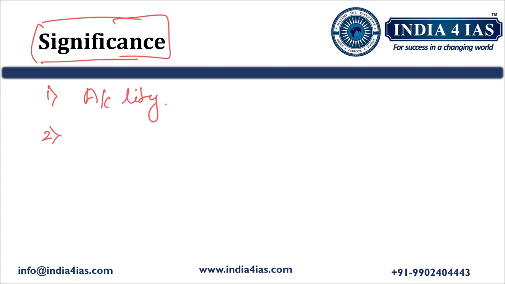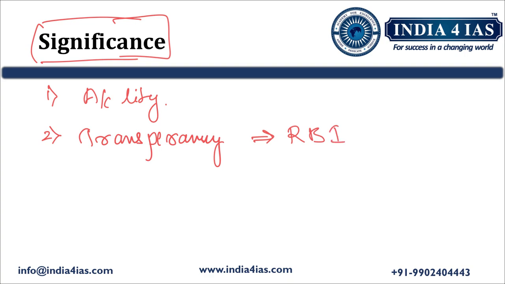Then the second significance of the Monetary Policy Committee is transparency. So this Monetary Policy Committee enhances the transparency of the process, that is setting the repo rate. The rationale behind the interest rate decisions is now disclosed to the public. Earlier it used to be arbitrary decision making done by the RBI. Now it has to be made public.